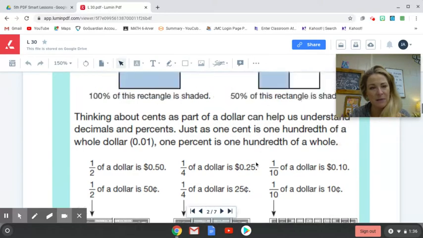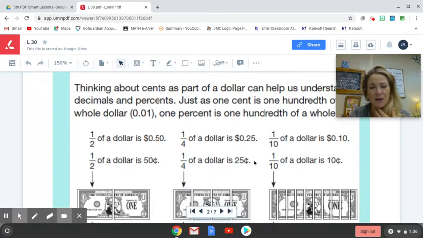Moving on to talking about parts of a dollar. Thinking about cents as parts of a dollar helps us understand decimals and percents. Half of a dollar would be 50 cents. 1/4 of a dollar, if we were to divide it into 4, would be 25 cents. Looking at this, if you were to get rid of the dollar sign, you can see that 1/4 of 100, or 1/4 of a dollar, would be 25 hundredths, or 0.25. So that's what the decimal part of 1/4 would look like.